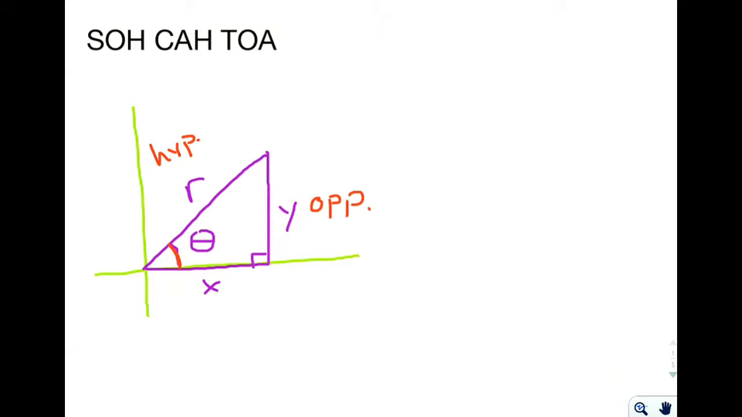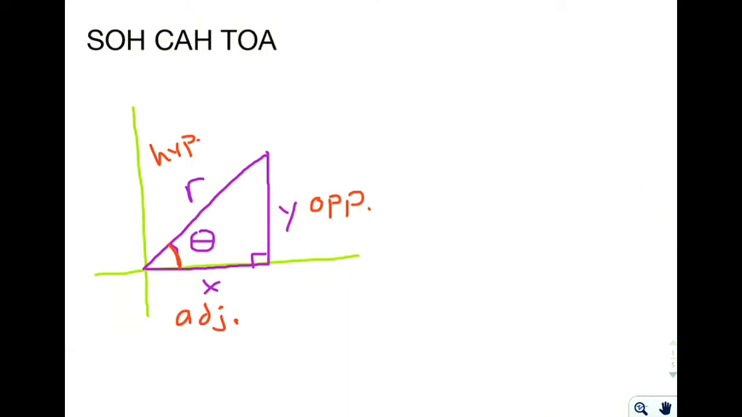And then finally, the last one is adjacent. When things are adjacent, they are next to each other. So adjacent is going to be this side here, this x, because it's right next to the angle, it's touching the angle. Remember that opposite is generally pretty easy to remember because it's not touching the angle. Both hypotenuse and adjacent are. So you have to make sure that your hypotenuse is always your longest side, whereas your adjacent is the shorter side that is touching the angle.